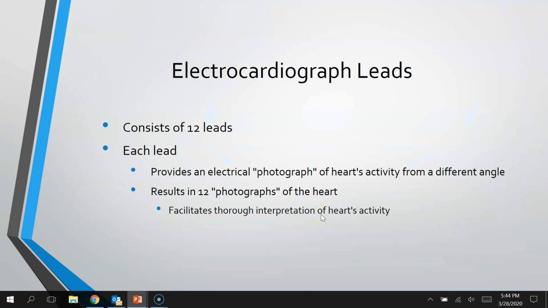So once we've finished talking about the electrical conductivity of the heart, we actually need to be able to know how the EKG machine works and the leads. So it consists of 12 leads. So we're going to see 12 different pictures on one EKG. Okay, so we're actually taking different pictures from different angles in the heart. And that allows us to see all the different issues that may be going on in the heart from really a 360-degree angle.